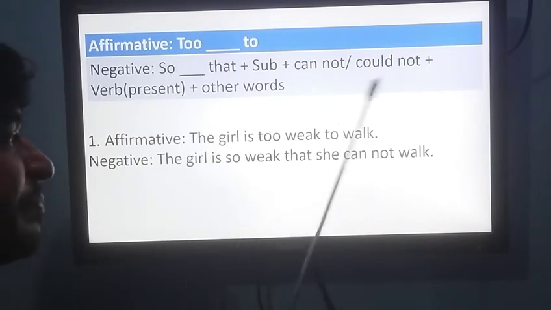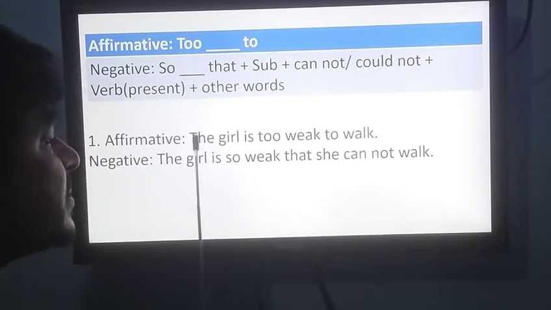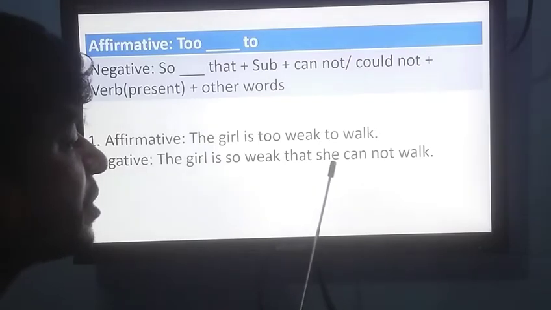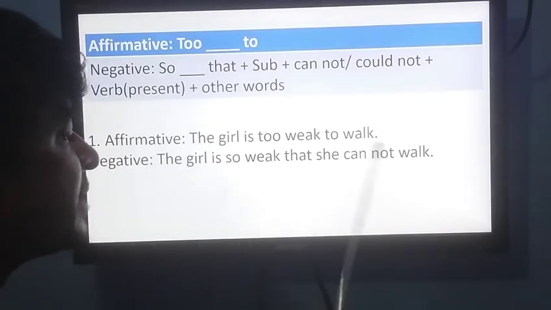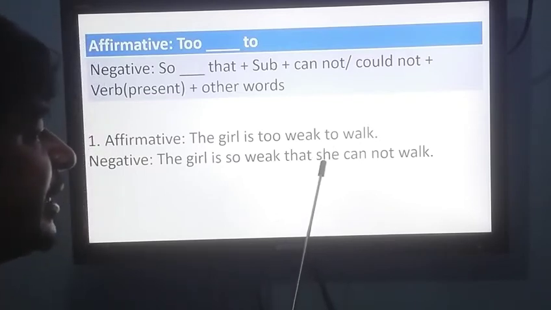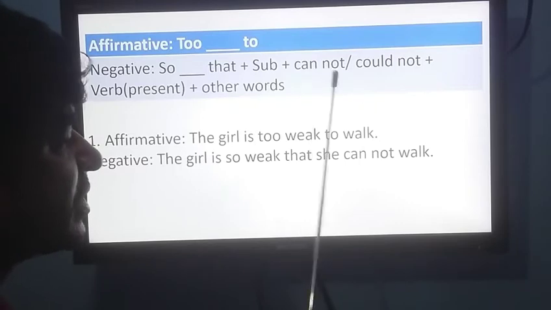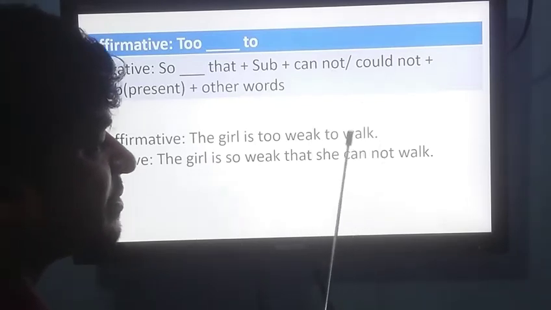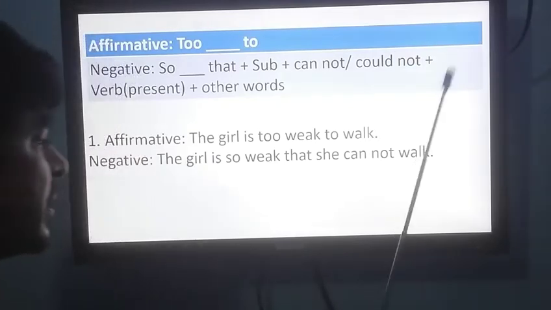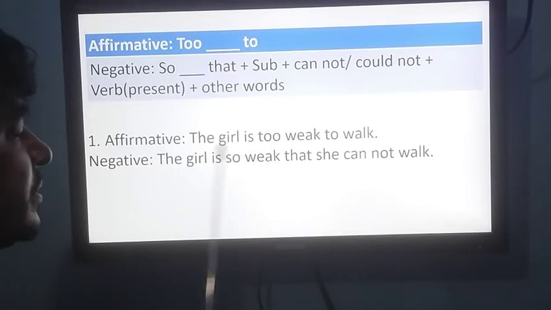But you have to remember that we cannot use here the noun of the subject. We have to use pronoun of the subject here. The girl is a female subject, and that's why we have used here she. Then the sentence is in present tense, and that's why we have used here cannot. Then other words of the sentence, here other word is walk, so we have used here walk. The girl is so weak that she cannot walk. That means the girl is too weak to walk.